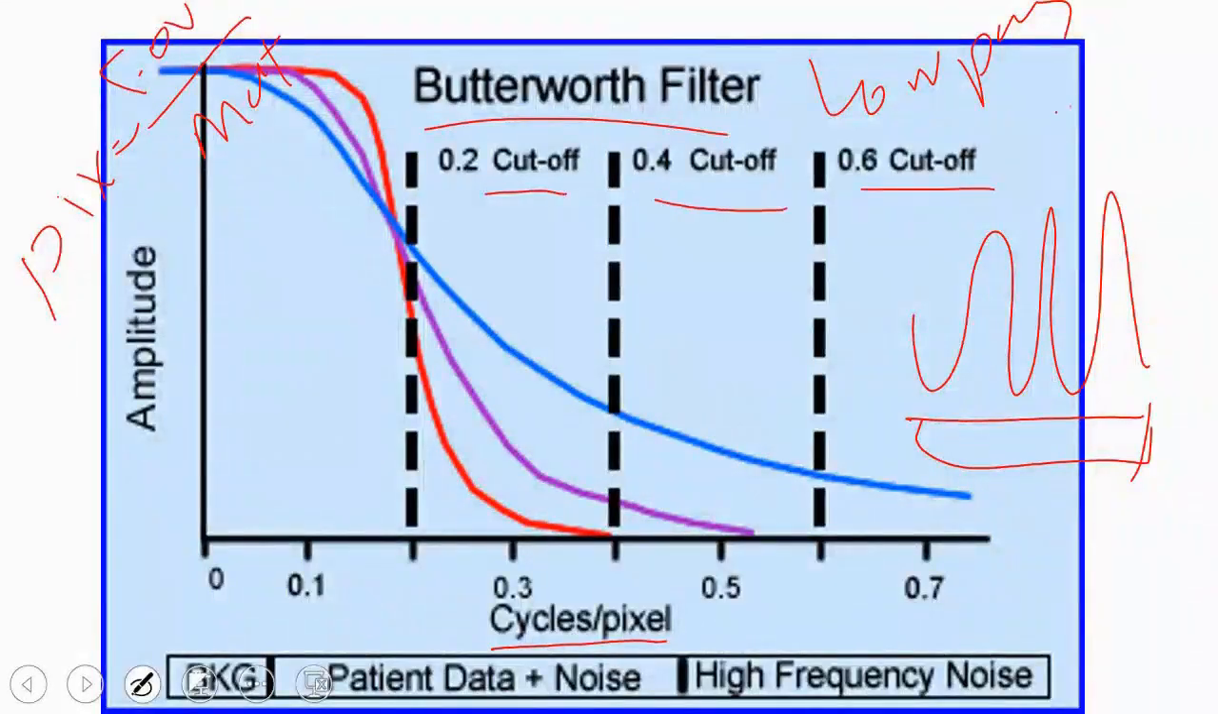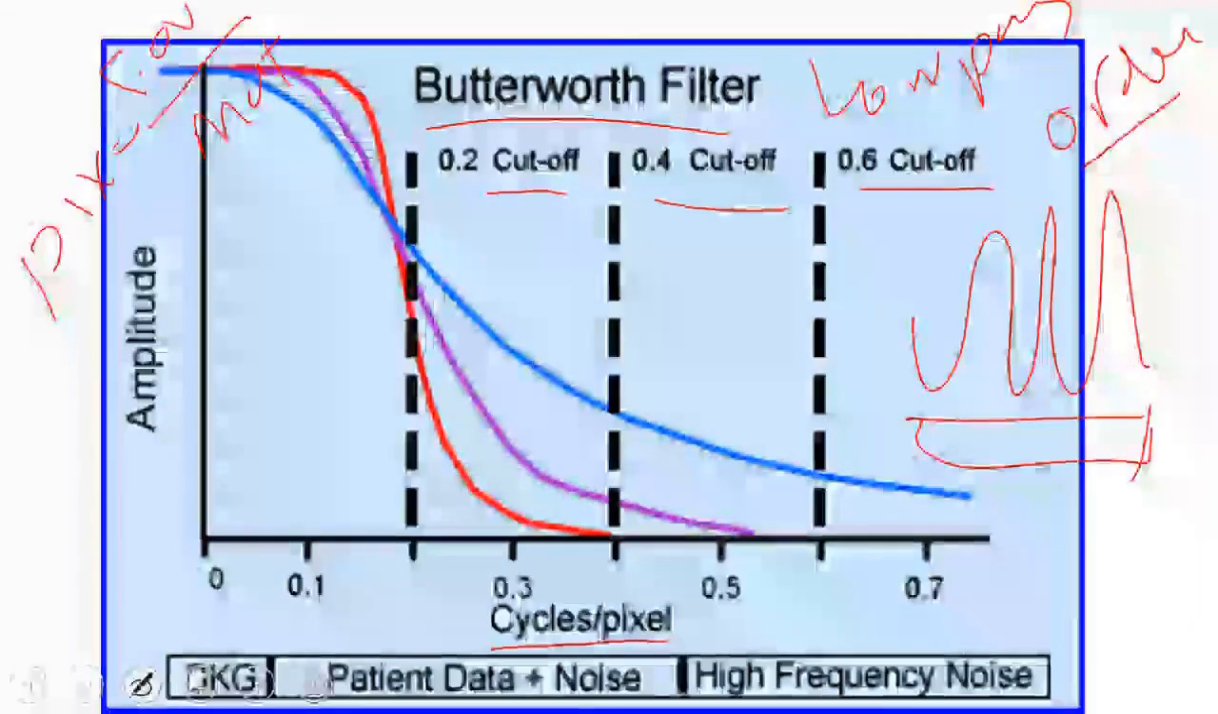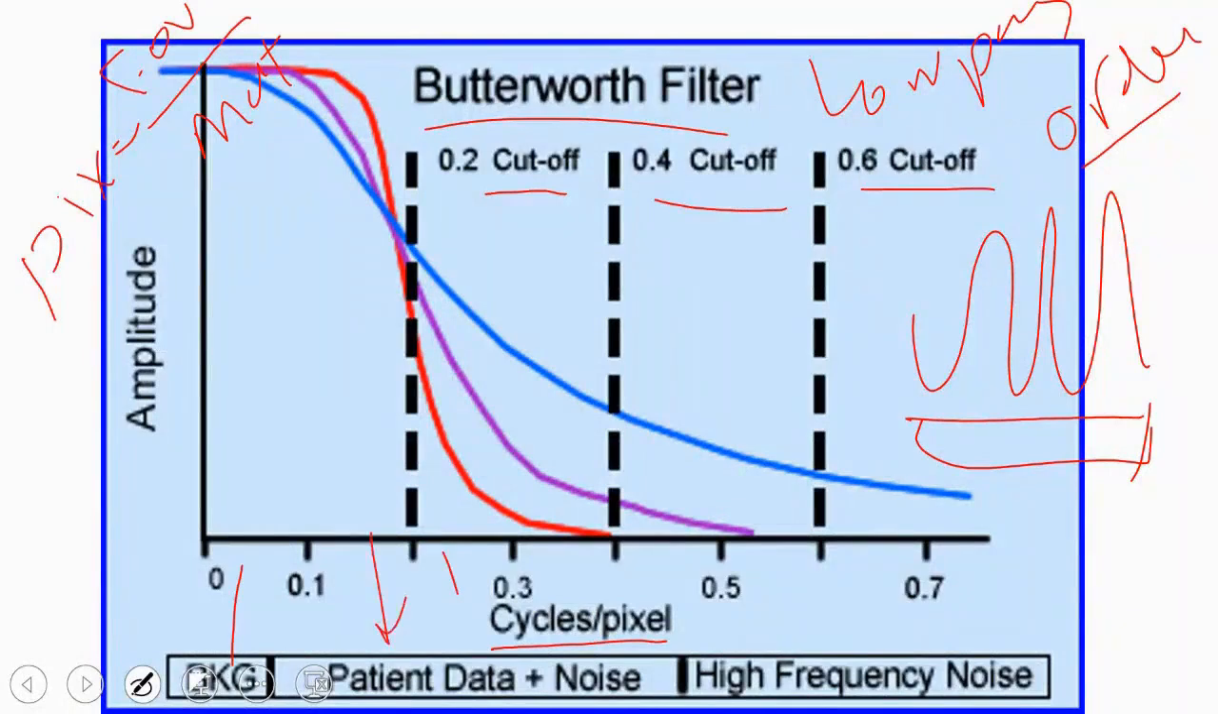There is a concept called cutoff order that tells you, I have this specific frequency at this value, and that's your cutoff. Then don't take anything beyond that. For example, here is the spectrum. Let's say this is the background area, and this is the patient data along with some noise. And this area is the high frequency noise. This is exactly how your frequencies look.